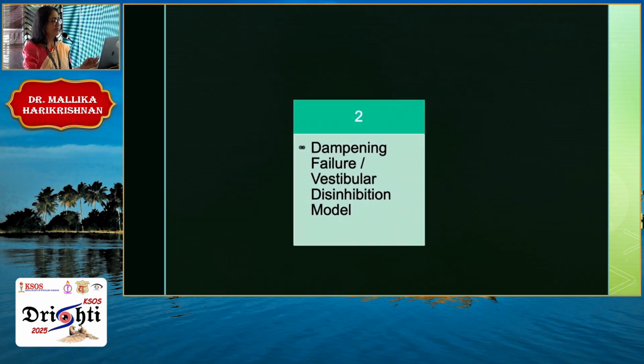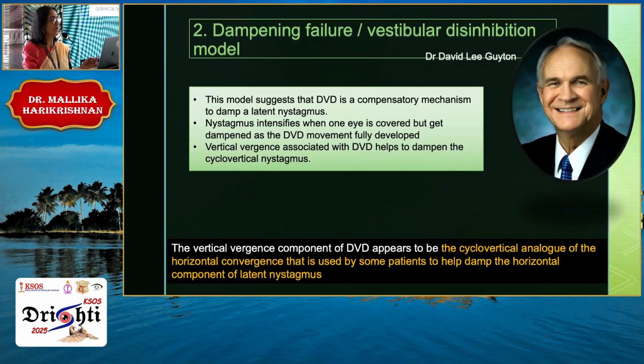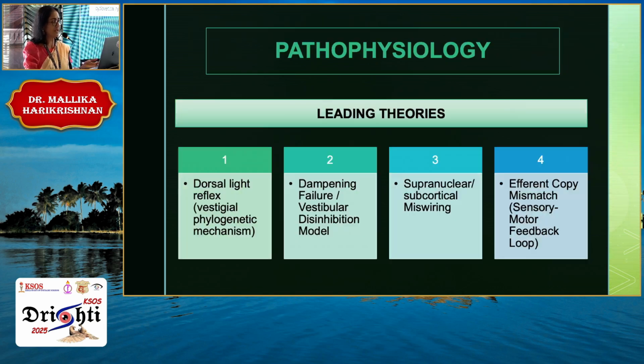Second theory is the dampening failure or the vestibular disinhibition model. This is suggested by Dr. David Guyton. This model suggests that DVD is a compensatory mechanism to damp a latent nystagmus. Nystagmus intensifies when one eye is covered but gets dampened as the DVD movement fully develops. So the vertical vergence associated with DVD helps to dampen the cyclovertical nystagmus. In a nutshell, it says that the vertical vergence component of DVD appears to be a cyclovertical analog of the horizontal convergence that is used by some patients to damp the horizontal component of the latent nystagmus.